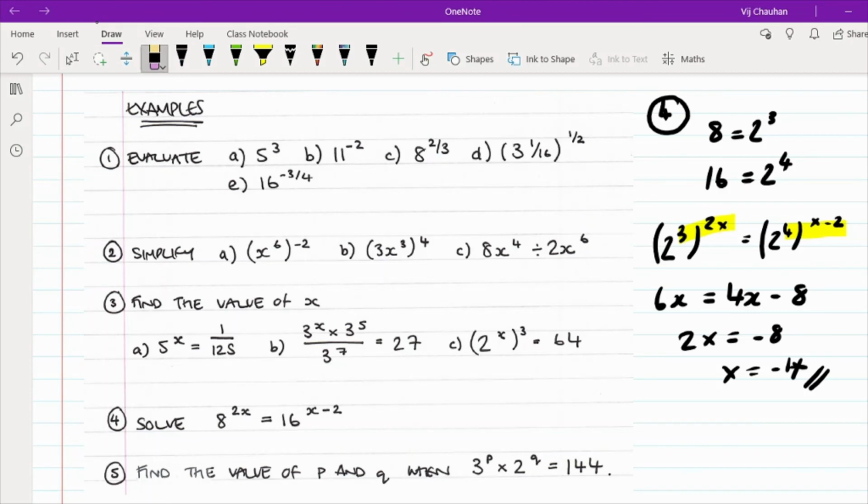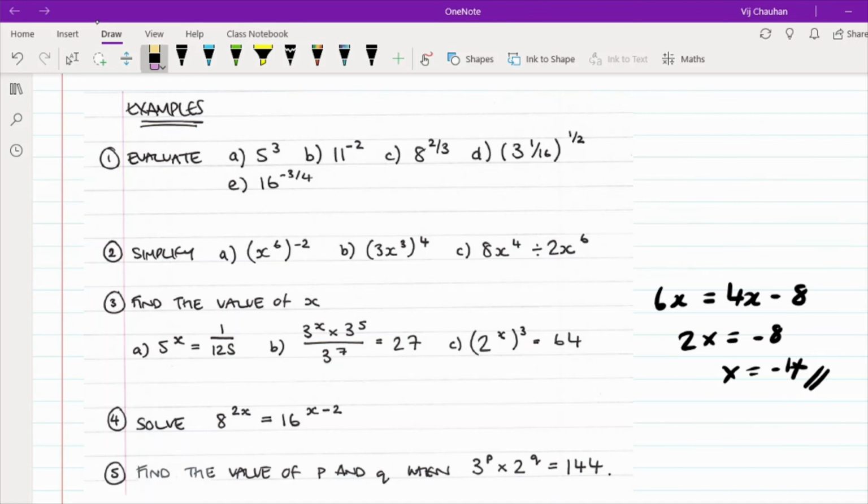Lastly, we move on to question 5. A question like this came up on a mock exam that students did, and they got the right answer, but because their working out was wrong, they didn't get the marks in the exam. So let me talk you through how we do this type of question.